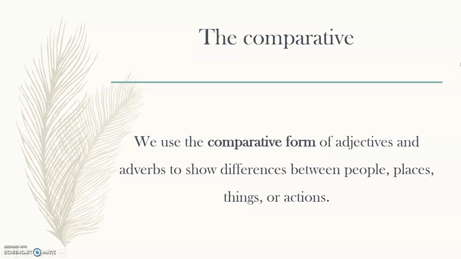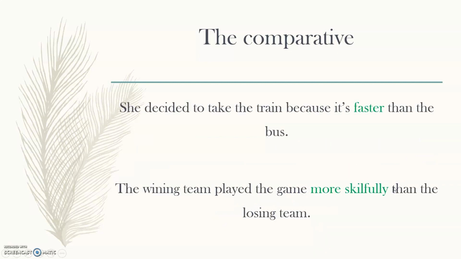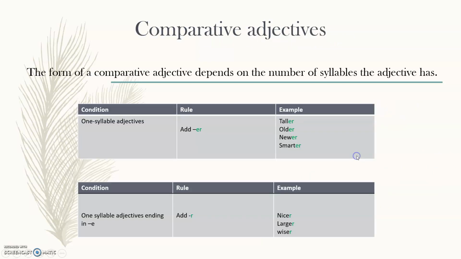So the comparative. We use the comparative form of adjectives and adverbs to show differences between people, places, things, or actions. So here's a few examples. She decided to take the train because it's faster than the bus. The winning team played the game more skillfully than the losing team. Can you see the comparative? The comparatives are highlighted in green.